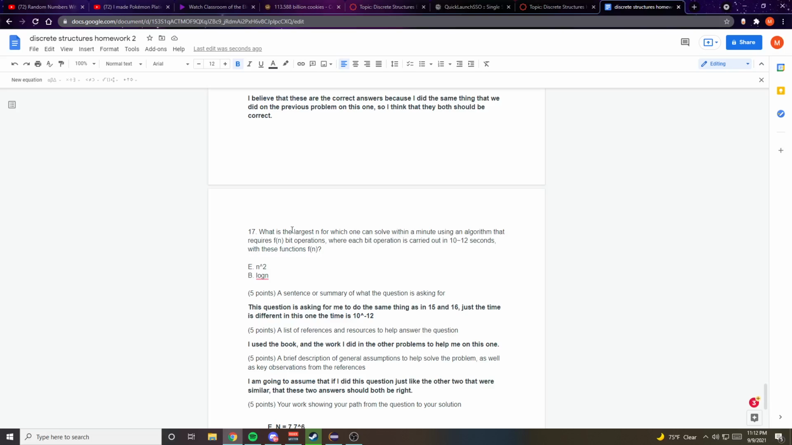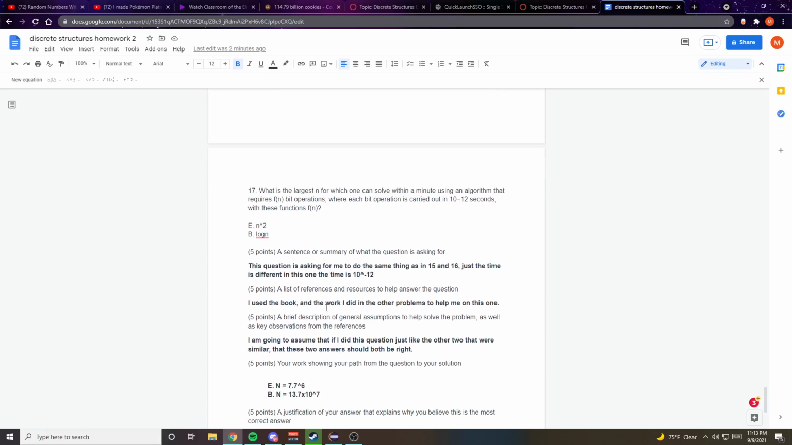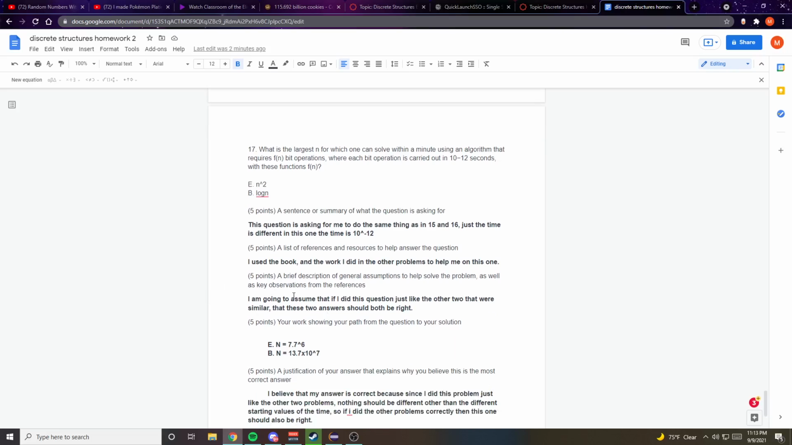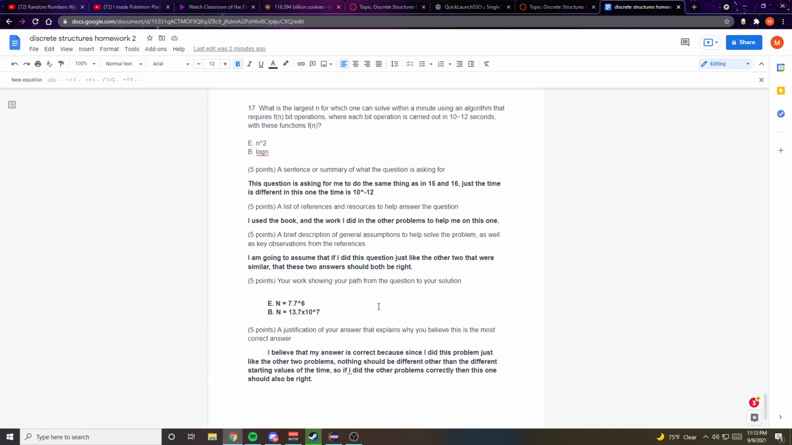And then 17 is basically the exact same as the other two, but it's just a different time once again. This one's 10 to the negative 12th. I used the book and the work that we did on the other two problems to help me on this one, and so I'm going to assume that if I did the other two questions right, then these two answers should also be right.